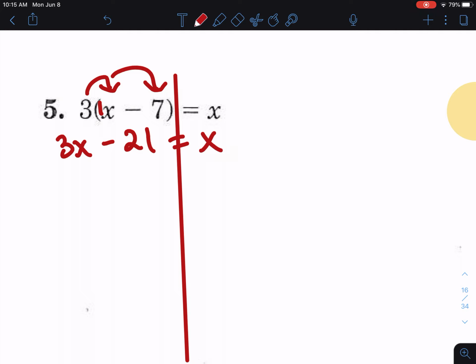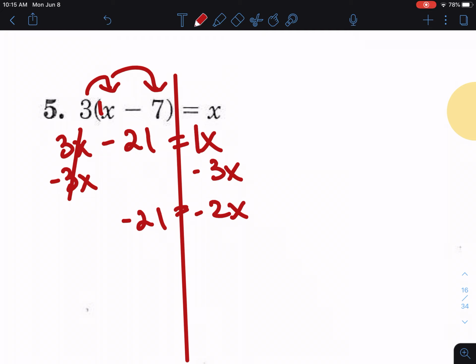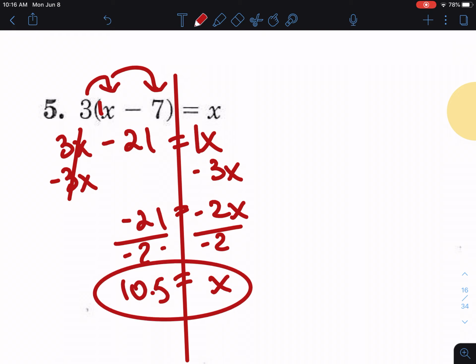Equals x. I've got to get my x's all to one side. So that means I got to move that 3x to the left. So I'm going to subtract 3x. Okay. So I have negative 21 equals 1x minus 3x is negative 2x. Now I'm going to divide both sides by negative 2. X equals negative 21 divided by negative 2 is 10.5. Positive. Don't drop your signs there.